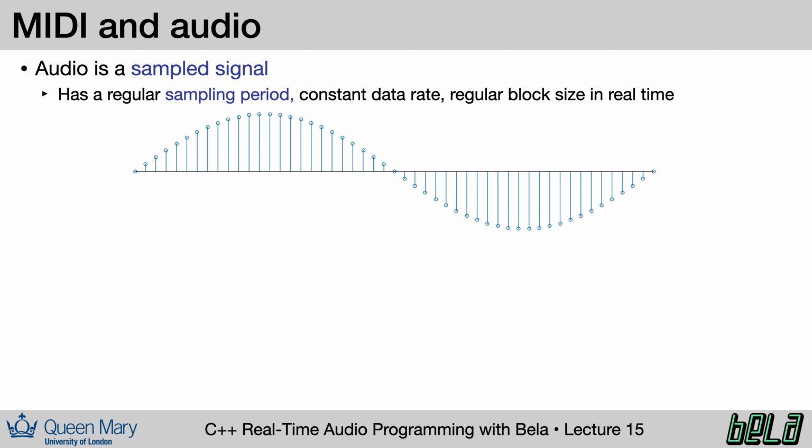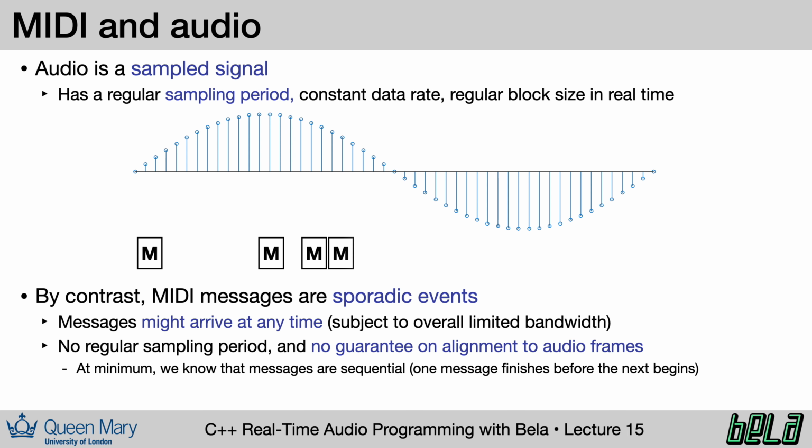More generally, though, it's worth thinking about how MIDI and audio interact. Recall that digital audio is a sampled signal which has a constant sample rate and, in typical real-time implementations, a regular block size. By contrast, MIDI messages are sporadic events that might come in at any time, with no particular guarantee on how they align to the audio frames. The only thing we really know is that the MIDI messages are always going to come in sequential order, which is to say that one message will finish before the next one will begin.